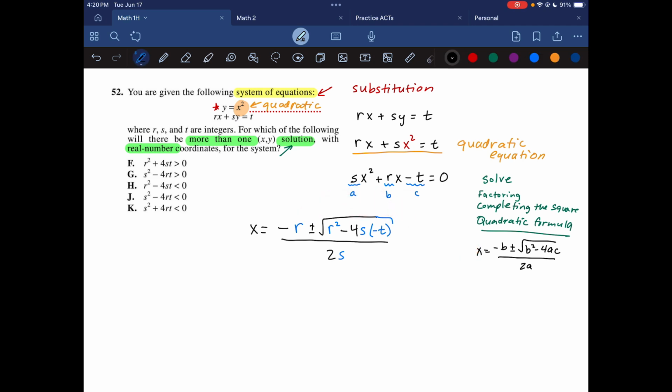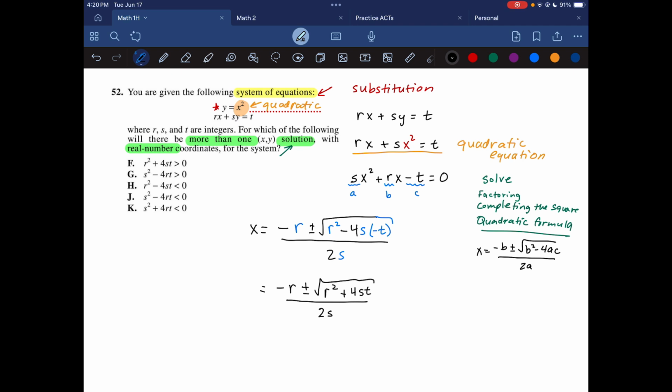Now, there's one more thing we're going to do to simplify in this quadratic formula. I'm going to just make this r squared. And then right here you can see we've got a -4 and a negative t. -4 times a negative will become a positive. So this will become positive 4st over 2s.